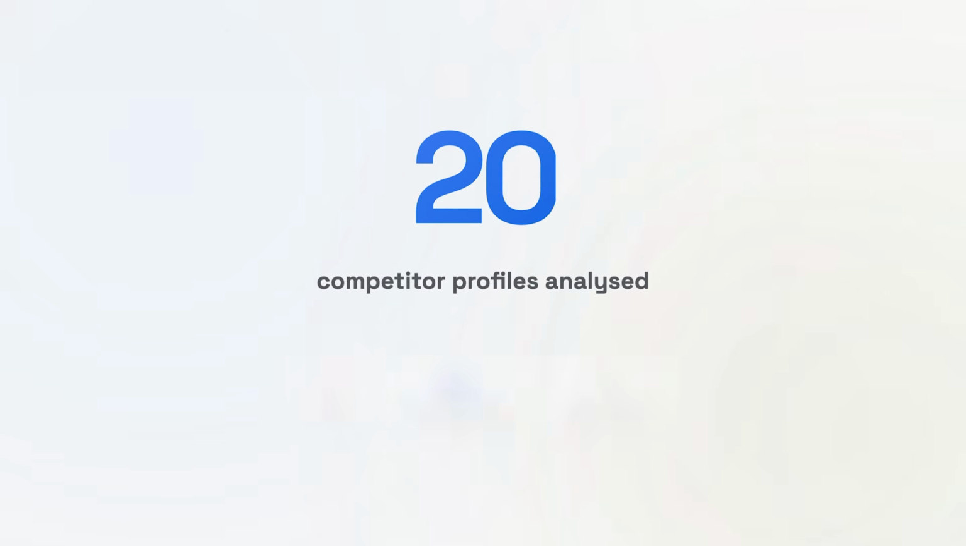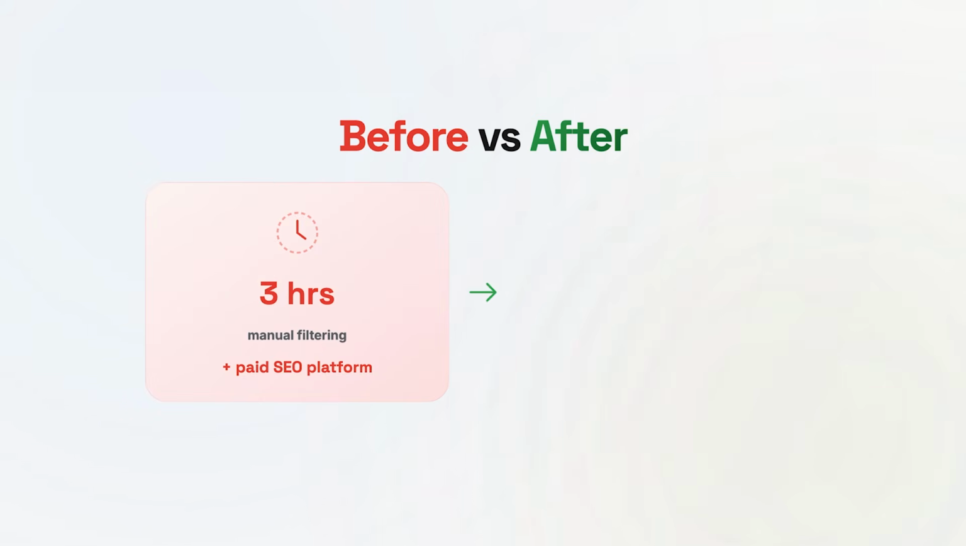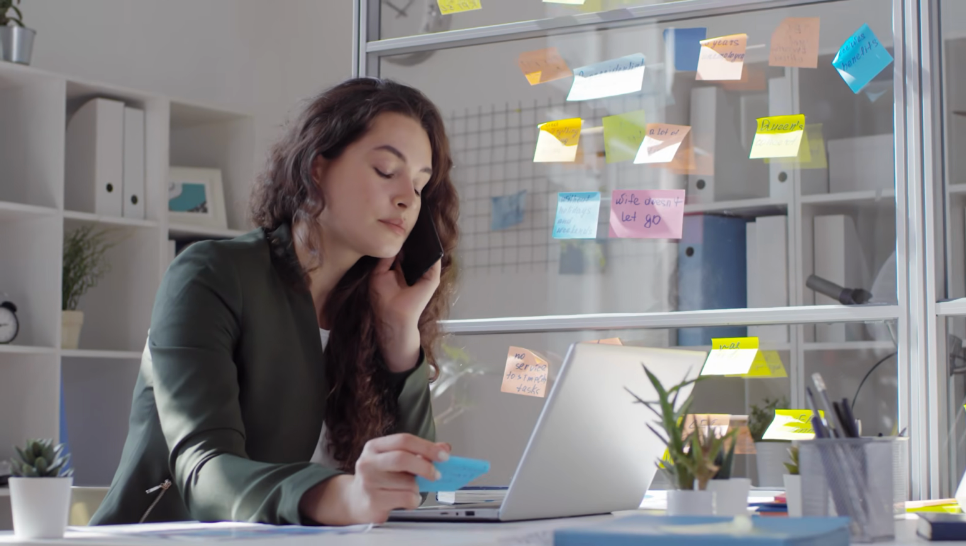One session, 20 competitor profiles analyzed, every high intent search phrase identified across that market. That research used to require a paid SEO platform subscription and 3 hours of manual filtering. With NotebookLM, it takes 30 minutes, and the tool costs nothing. That is a $300 keyword strategy deliverable built on free infrastructure.